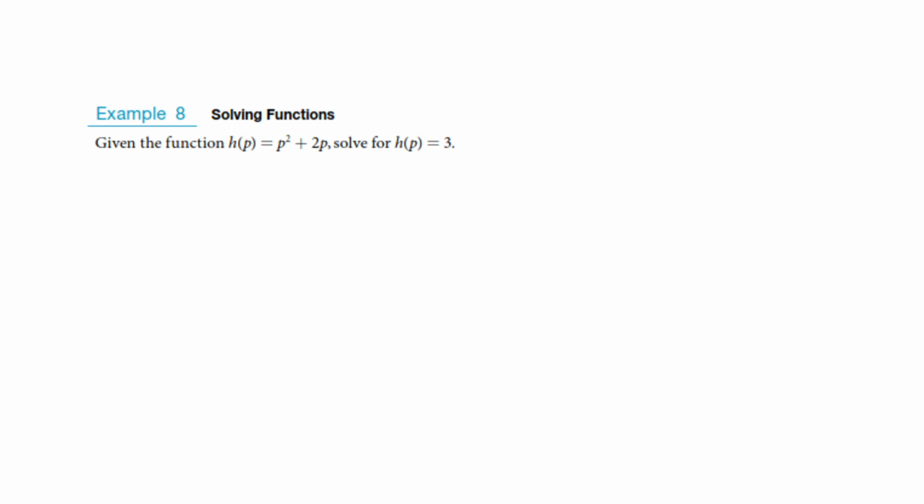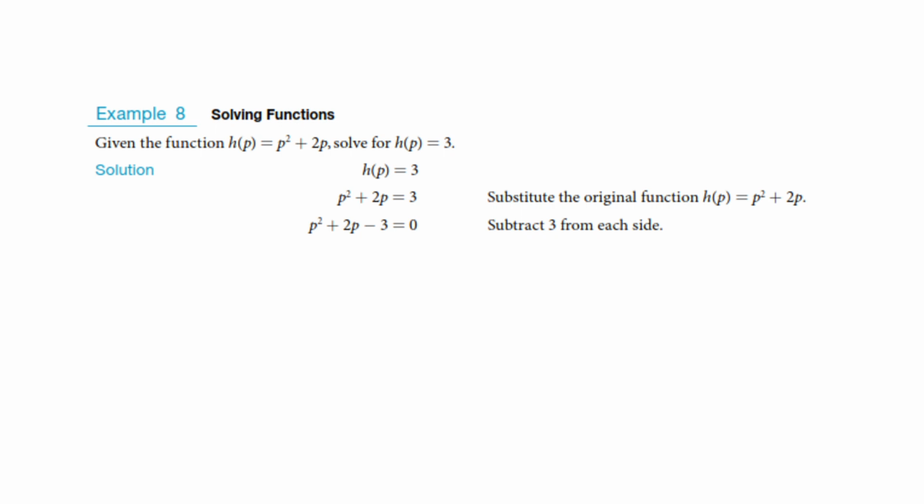All right, now this one is going the other way around. What they're doing here is they're telling us what comes out of the machine. So I know that p squared plus 2p equals 3. And hopefully you remember your factoring skills. To solve something like this, we need to get 0 on the right side. Now let's factor.